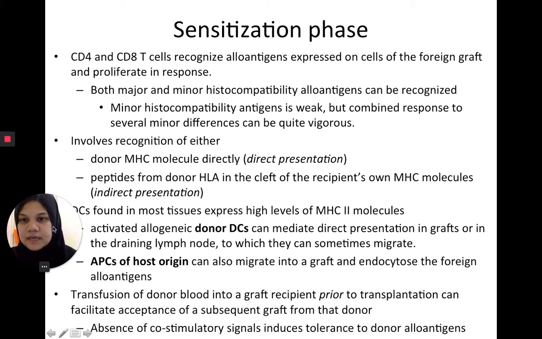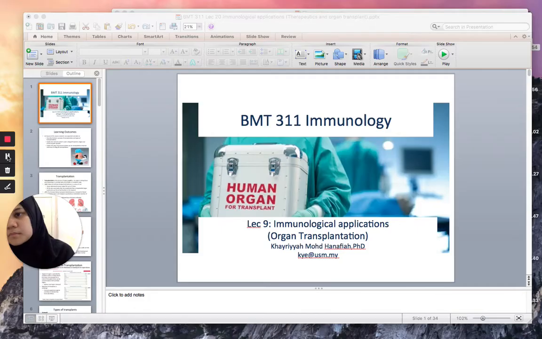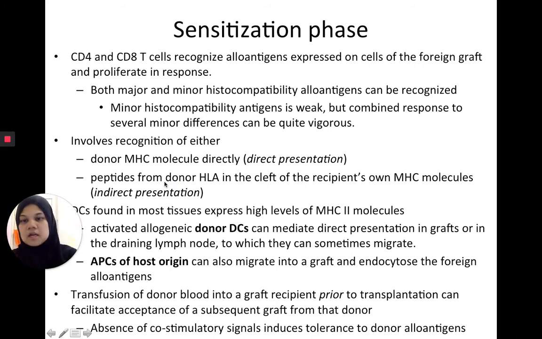Usually the dendritic cells are found in most tissues that express a high level of MHC class II molecules. The activated DCs will mediate the presentation in the grafts or in the lymph nodes that they drain to. The APCs of the host origin can also migrate into the graft and endocytose the foreign alloantigens. And the transfusion of donor blood before the transplantation can actually help get the recipient ready to accept the graft.